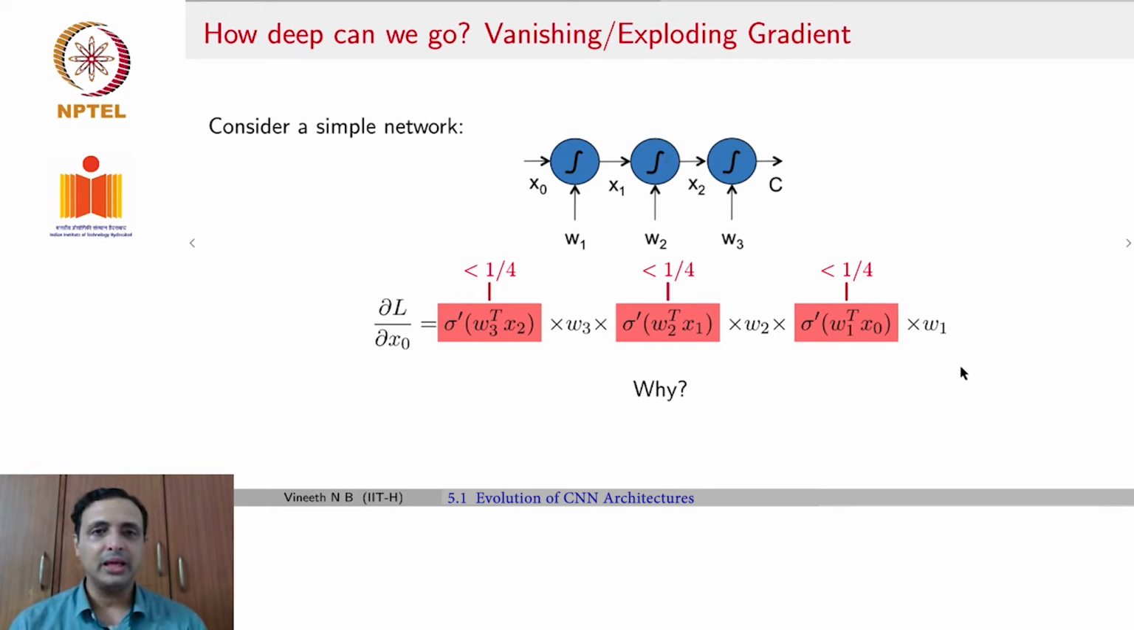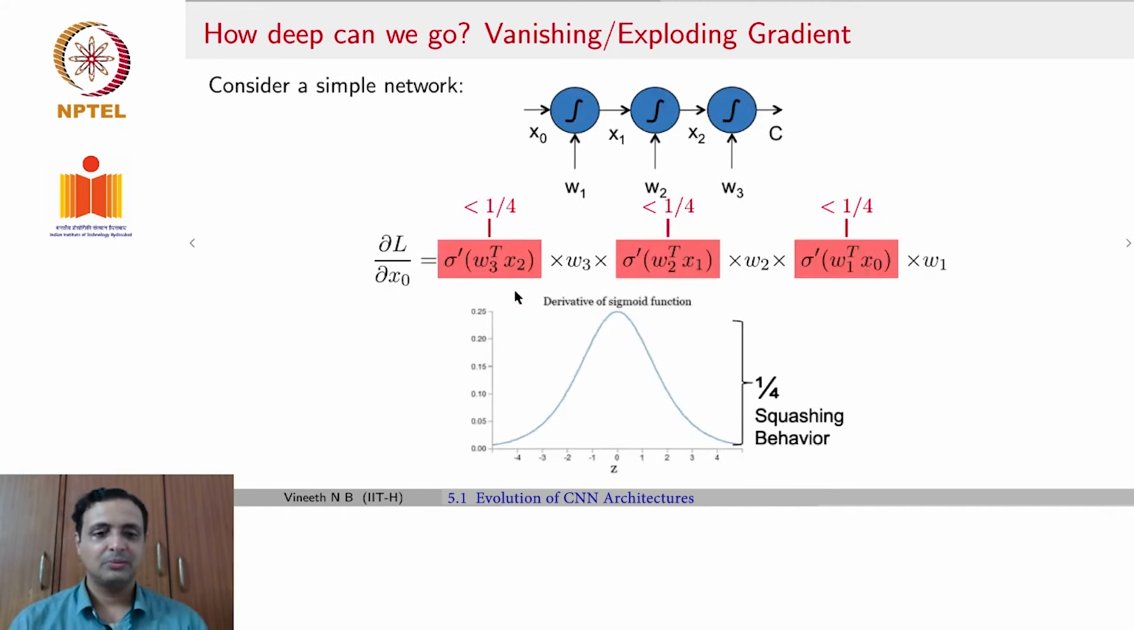But the key point that I'd like to draw you towards here is that the gradient of the sigmoid is less than 1 by 4. Why is that the case? Because this is how the gradient of the sigmoid function looks. It starts at 0, close to 0. It peaks at 0.25 and then falls down again. This comes from the shape of the sigmoid function.